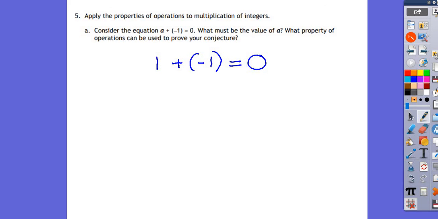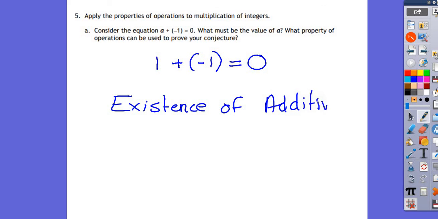So what property does this mimic? Looking back at our properties list, what does it look like? Existence of additive inverse. Very good. Existence of additive inverse. So a had to equal 1 for that to be true.